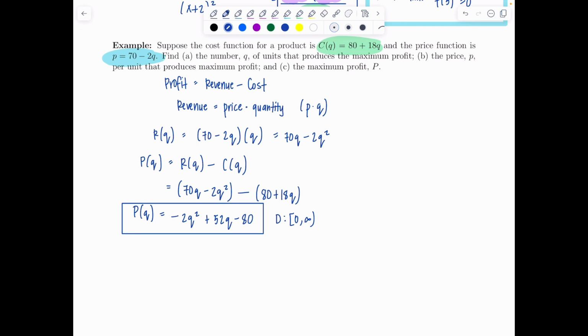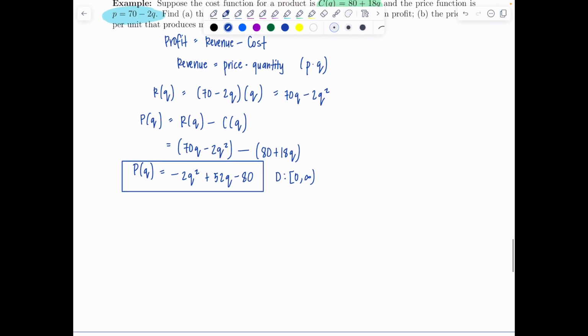Okay, so we want to maximize. We want to see where this profit function has a max. So in order to do that, we need the critical numbers, and we'll do our first derivative test. To get critical numbers, I take the derivative. So it's going to be negative 4Q plus 52. And then I want to know, where does the derivative equal 0 and where does the derivative not exist? It equals 0 if negative 4Q plus 52 is 0. So that happens when Q is 13. And then this derivative exists everywhere, so there aren't any critical values from the second condition.